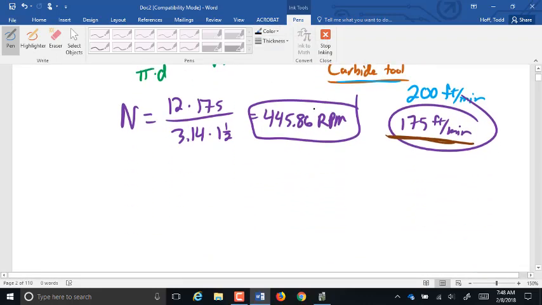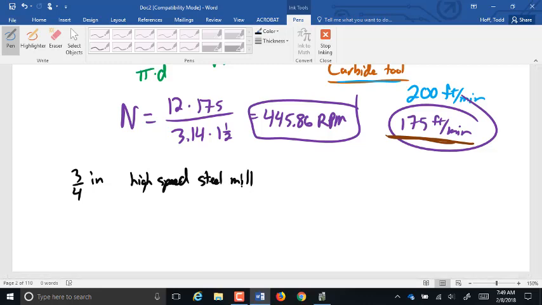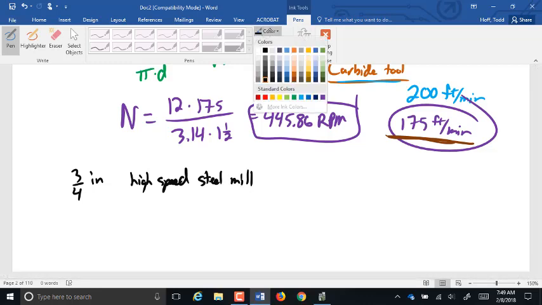I might have a 3/4 inch high-speed steel mill. I don't think you have too many mills down there that aren't carbide, do you? They're just the high speed? Okay.